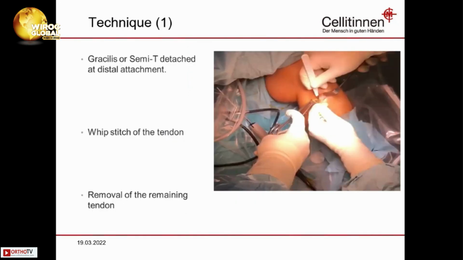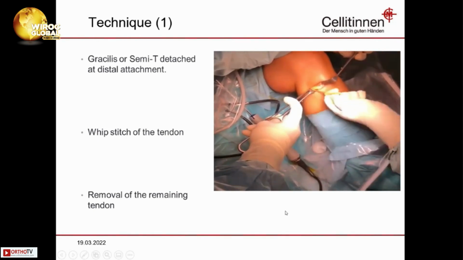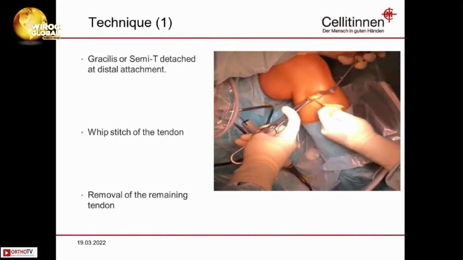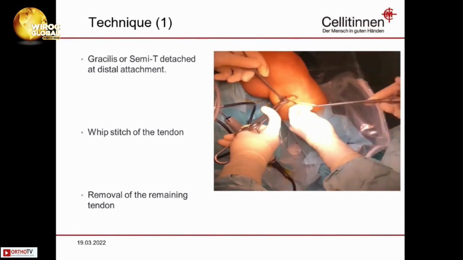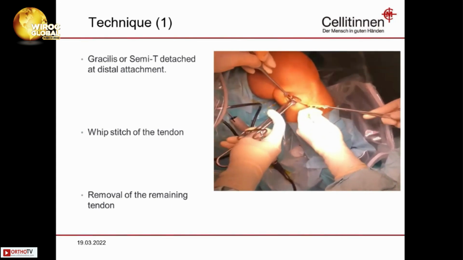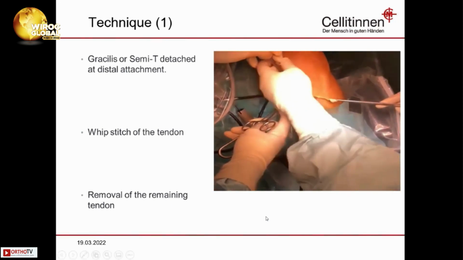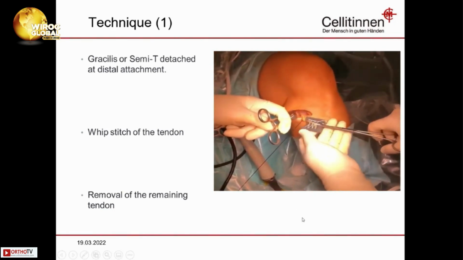The technique itself is quite simple. As you see here, as we know from ACL surgery, we just detach the gracilis tendon, or you can even use the semitendinosus tendon, but you just detach the gracilis tendon at the distal attachment. And then on top of it we have to whip stitch the tendon.